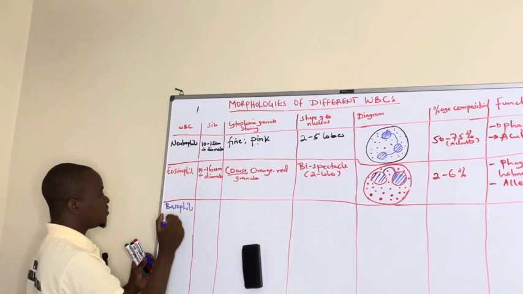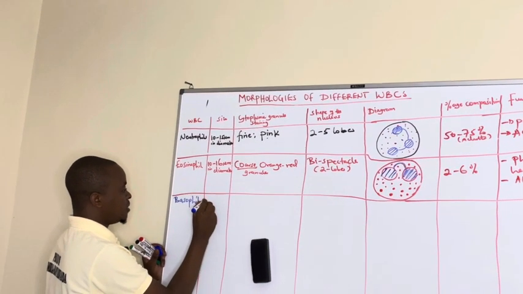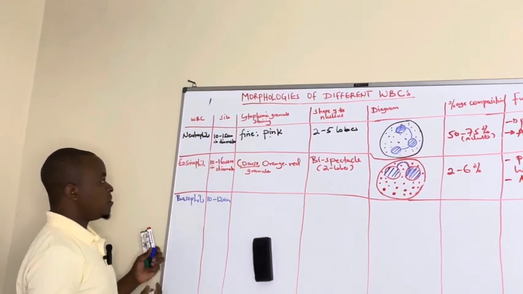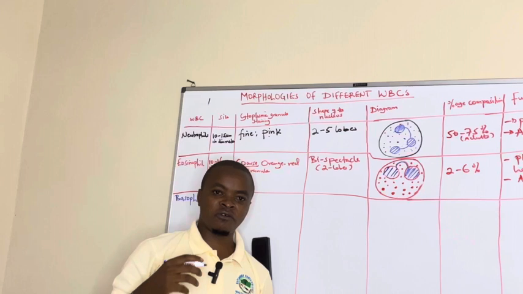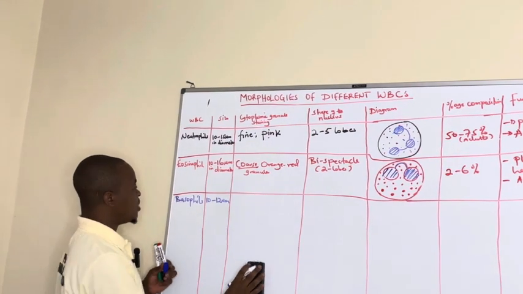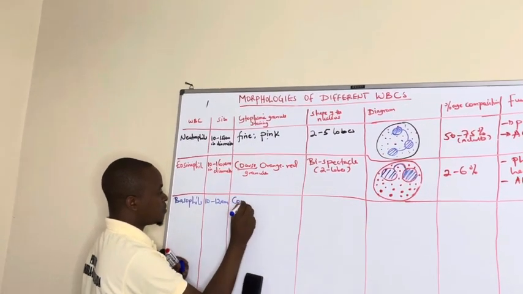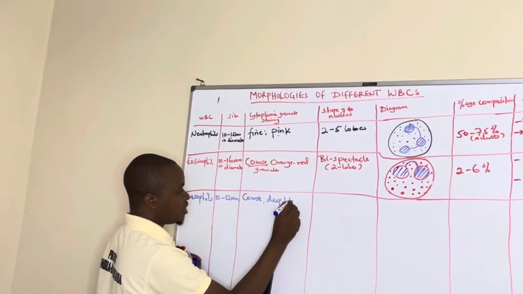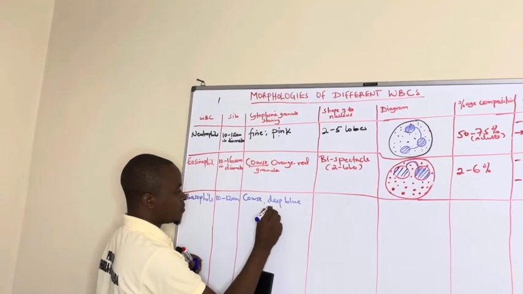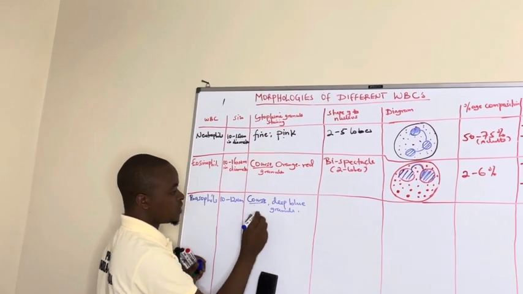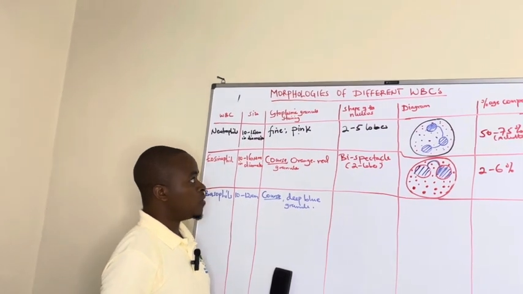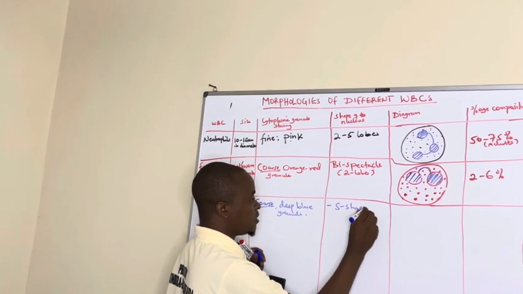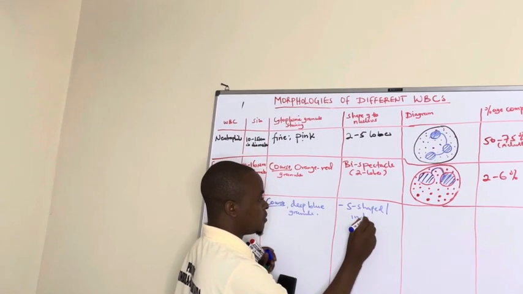The basophils measure between 10 to 12 micrometers in diameter, meaning among the granulocytes, the basophil is the smallest. It has coarse, deep blue or deep purple staining granules. These granules are very coarse and stain deep purple, and the nucleus is S-shaped, or sometimes you can say indented.